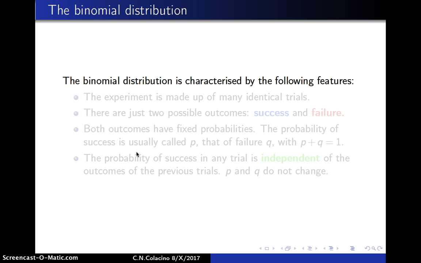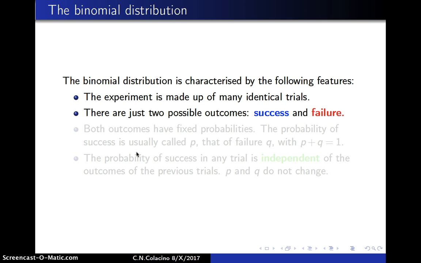The binomial distribution is characterized by the following features. The experiment is made up of many identical trials. For example, I toss a coin 1,000 times, 100 times, 1,000,000 times, 6 times, but all the tosses are obviously identical. There are just two possible outcomes, success and failure. Now, I can call head success and tail failure for a coin.